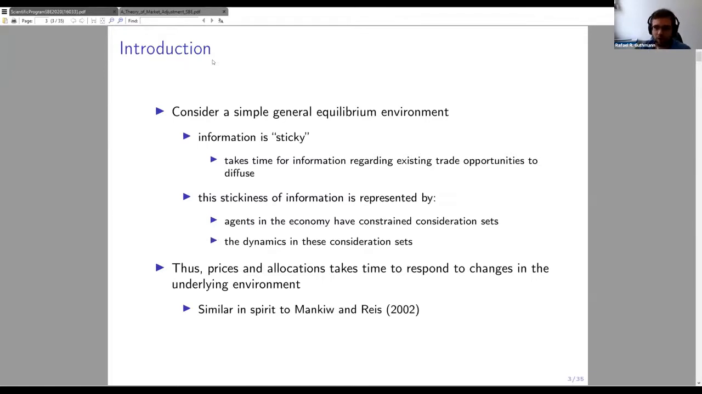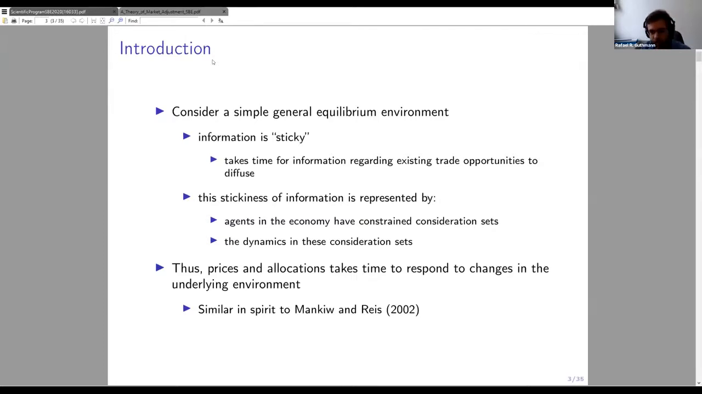I consider a general equilibrium environment where information is assumed to be sticky. The stickiness here means that it takes time for the information regarding existing trade opportunities to diffuse through the agents in the economy. I model this stickiness by assuming that the agents have constrained consideration sets. A consumer in the economy doesn't have instantaneous access to all firms; the consumer can only trade with a subset of firms, and these consideration sets evolve over time, and this evolution creates the adjustment frictions.